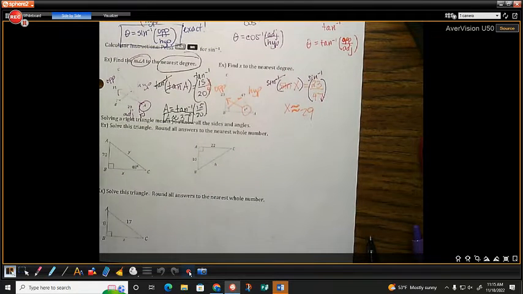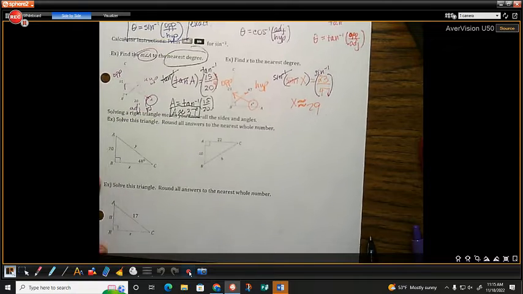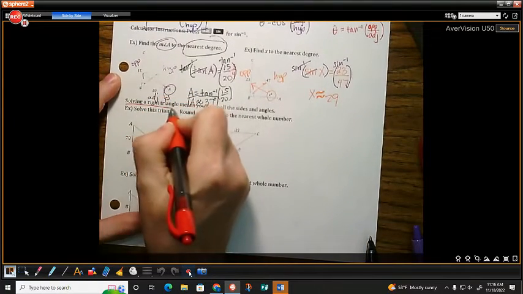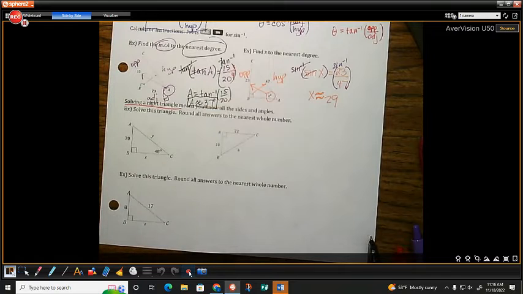Okay. Now, here's where it starts getting fun. You're going to learn how to solve a right triangle. I didn't know a triangle was something you could solve. How do you solve a right triangle? Read the words on your paper. That means find all the sides and all the angles.